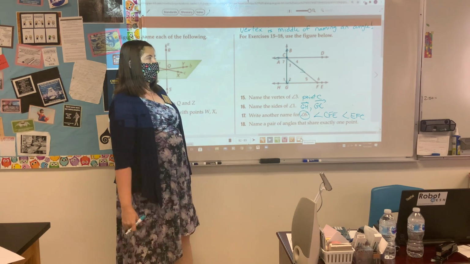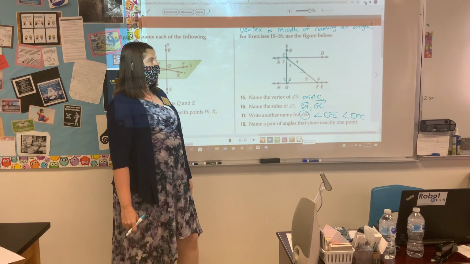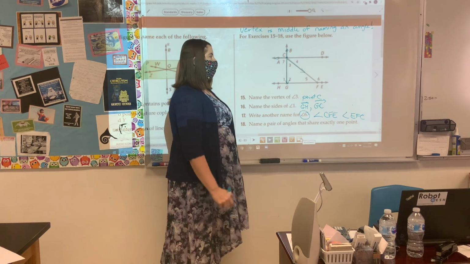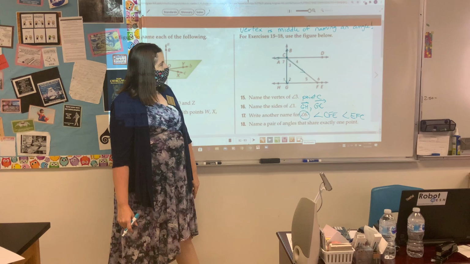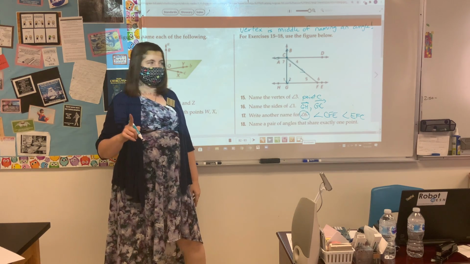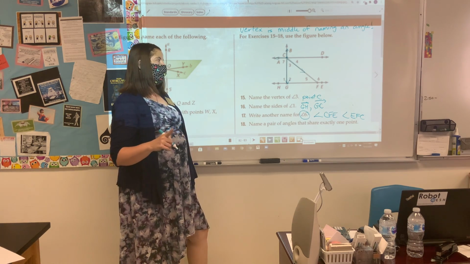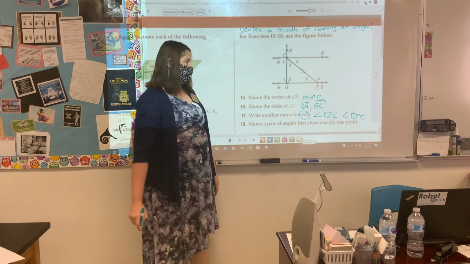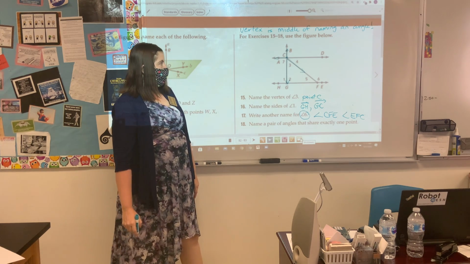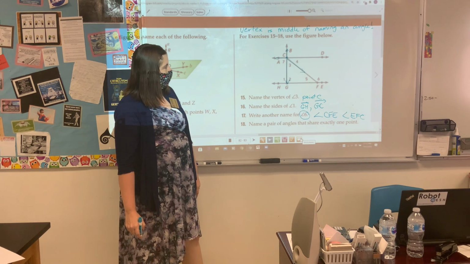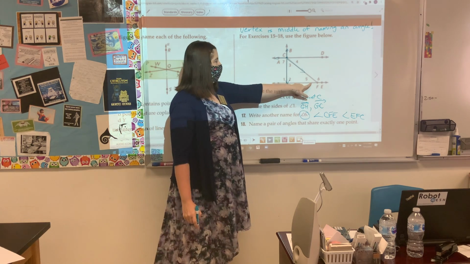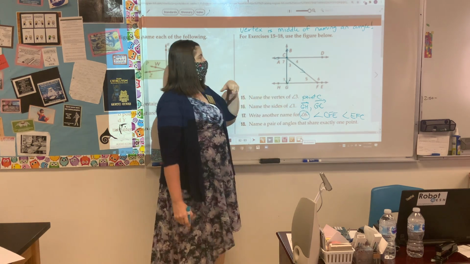Is that the only option? Definitely not. There are others. In this case, the vertex is always going to have to be C. So DCF and ACB could have been one. DCF and ACB, yep, agree.